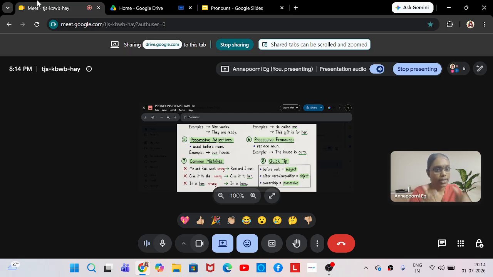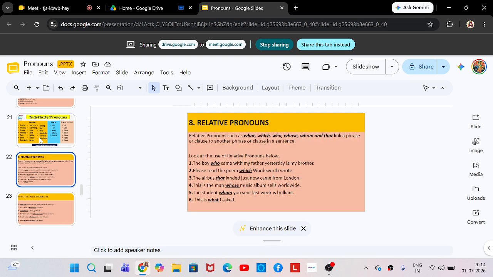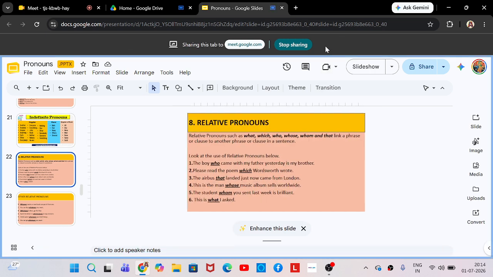Okay. So, a quick tip is also given here. Before the verb, if a pronoun comes, that is a subject pronoun. If a pronoun comes after the verb or preposition, then that will be an object pronoun. And if a pronoun is used for ownership, that is called a possessive pronoun. Possessive pronoun and possessive adjective, both of them can be used for showing ownership. Okay, guys. So now I will slowly take you to this PPT.